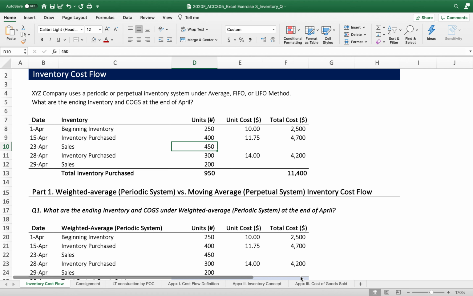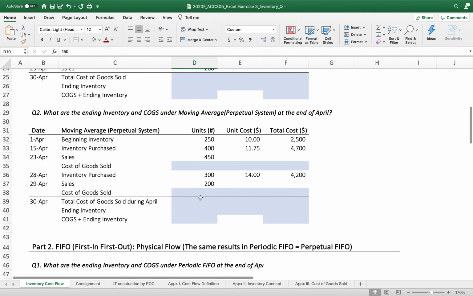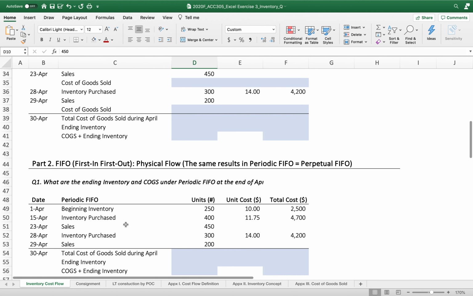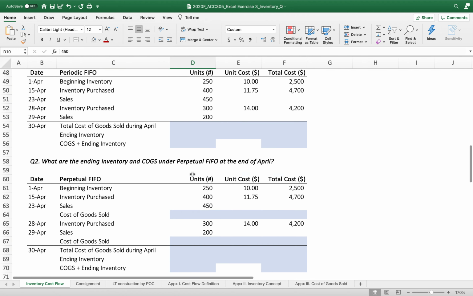Hello students, this video clip is going to provide the inventory cost flow procedure under the weighted average periodic system, and the moving average perpetual system. Also, we are going to figure out how we allocate the cost of goods sold and ending inventory under the FIFO physical flow, and the result of the periodic FIFO and perpetual FIFO.